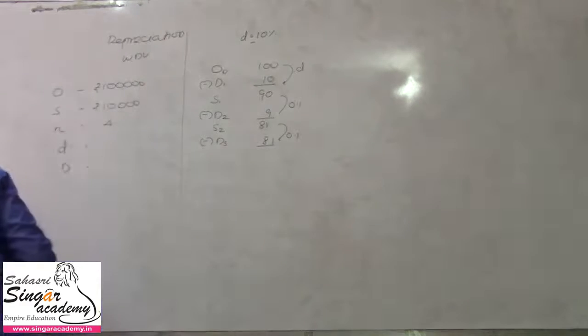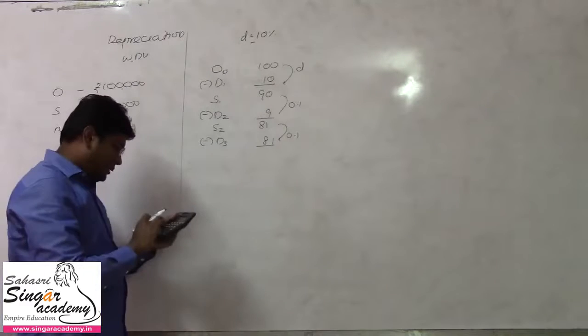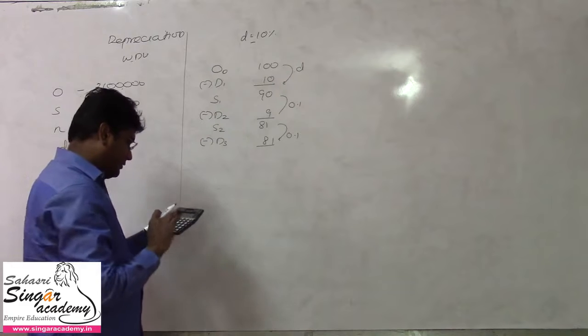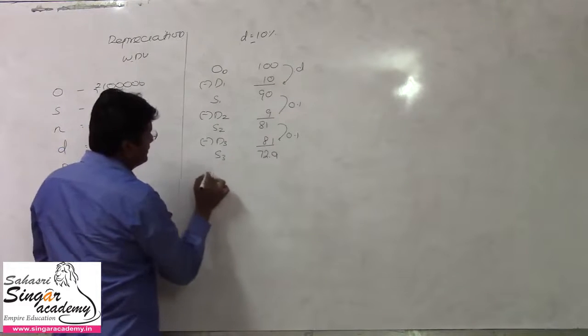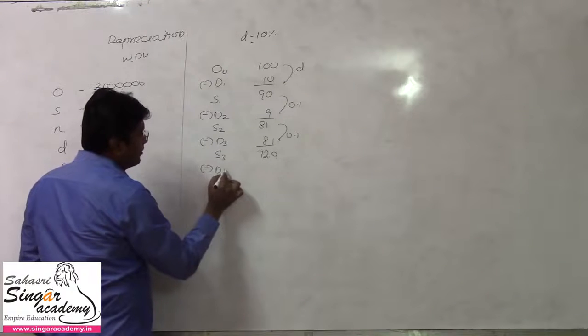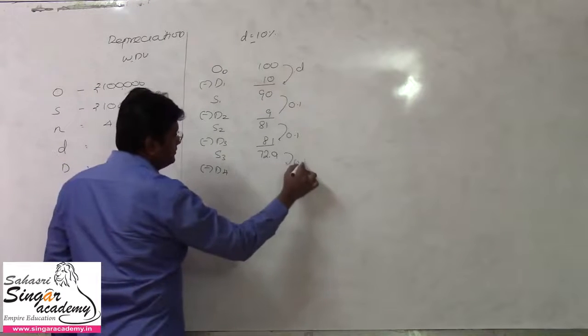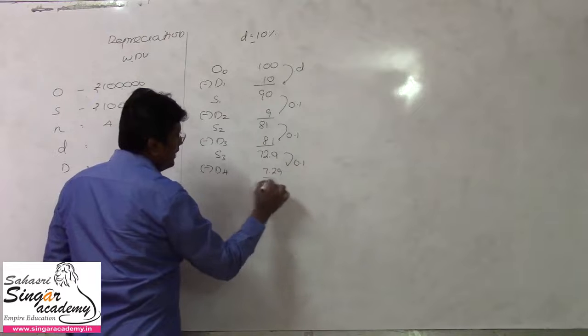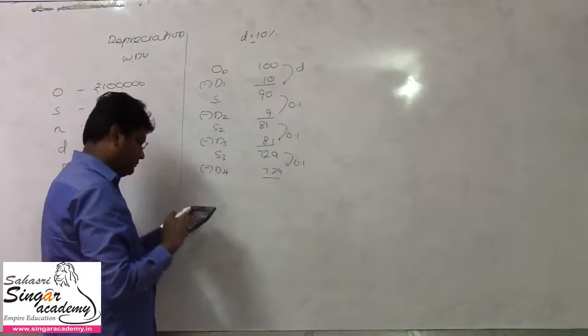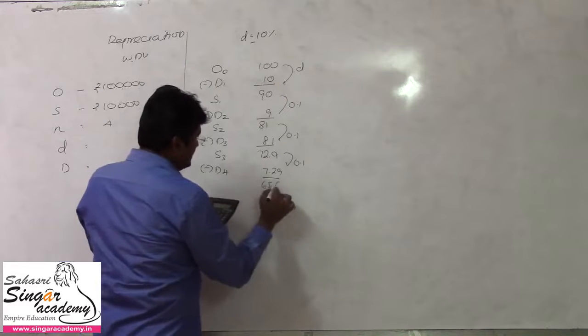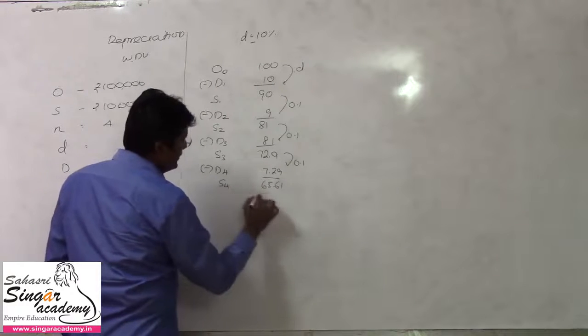The final answer will be 81 into 0.9, 72.9. This is the scrap for the third year. Minus depreciation for the fourth year, apply 10% on this. 7.29. So into 0.9, 65.61 will be the scrap for the fourth year.